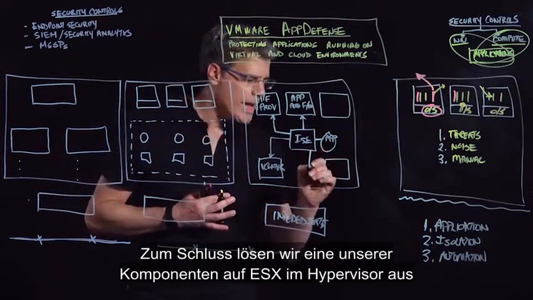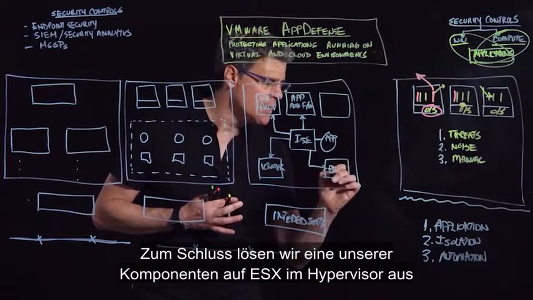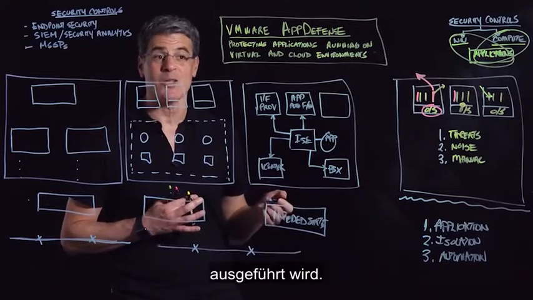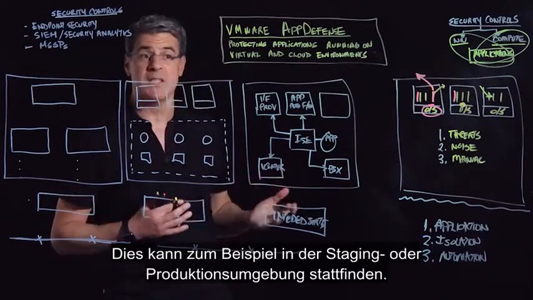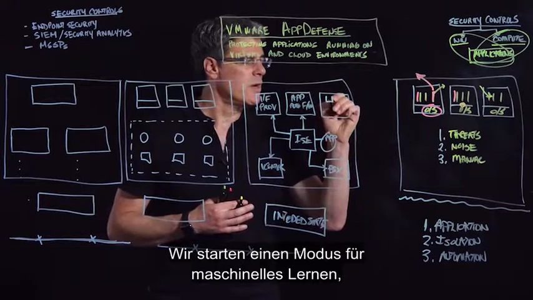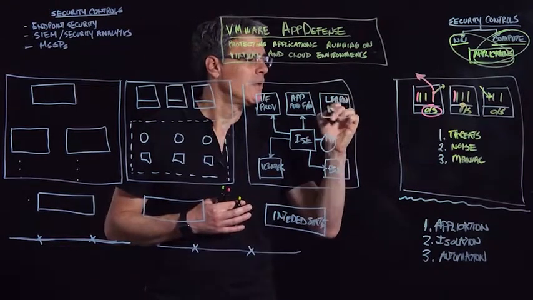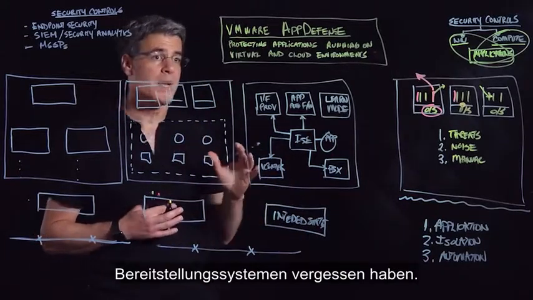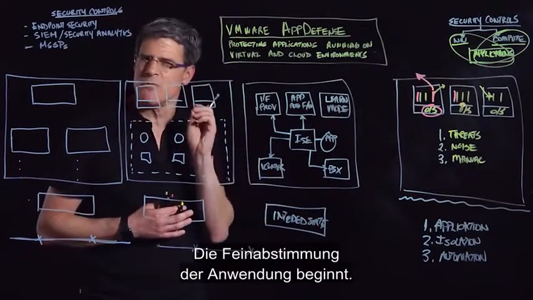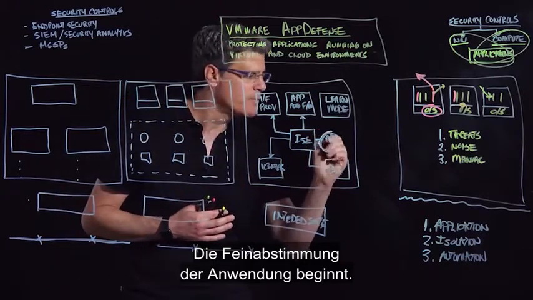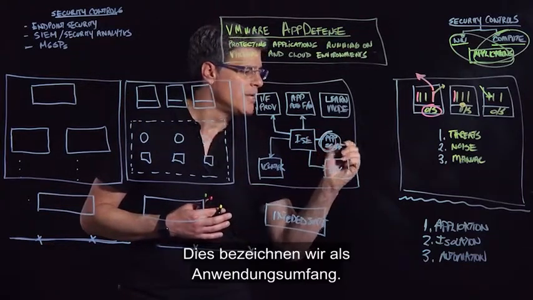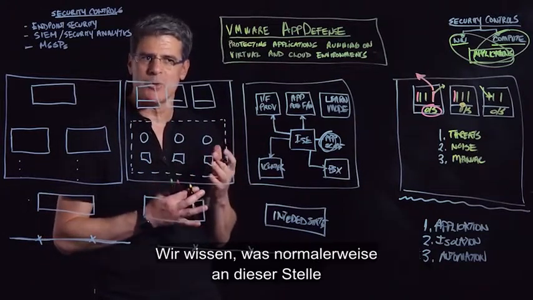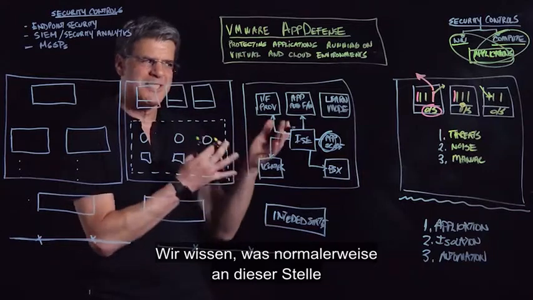Lastly, we trigger a component of ours on ESX in the hypervisor to start observing the application while it's running. This could be in staging or in production. We kick off a machine learning mode, which starts to observe whether there are any things that we didn't pick up in the provisioning systems, to fine-tune that application. It's something we call an application scope. Suddenly you see your environment in terms of applications and regulatory scopes.